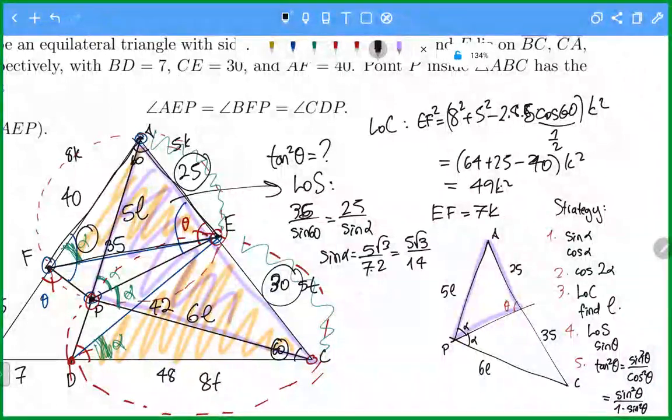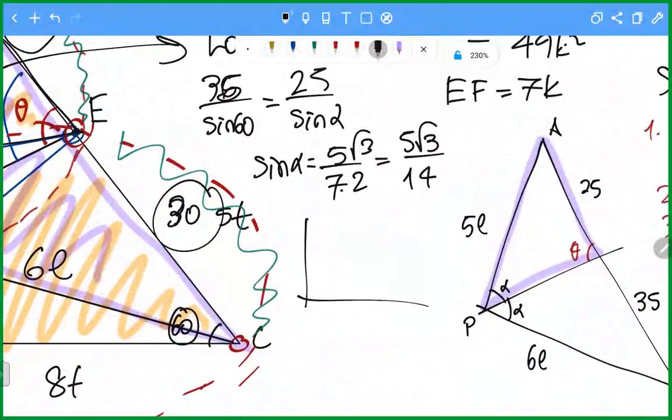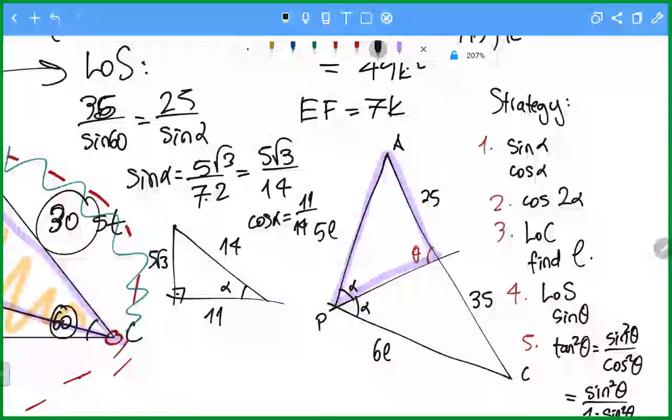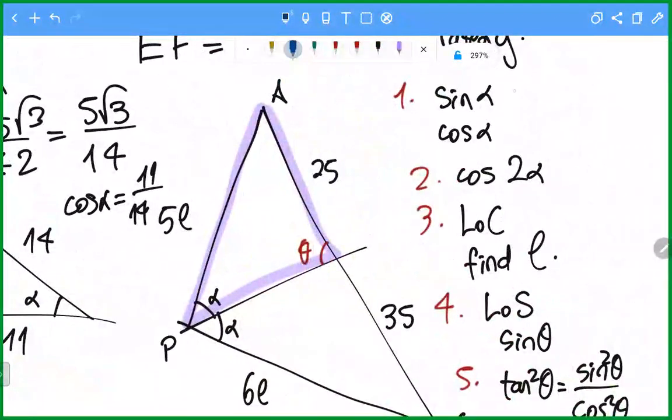And then when we draw the triangle for sine alpha, we can easily calculate the cosine alpha. So this alpha, this is 5 root 3, and this is 14. And from the Pythagorean theorem, we can immediately get that this is 11. So cosine alpha is then 11 over 14. Okay, so let's write them down. Sine alpha here is 5 root 3 over 14, and cosine alpha is 11 over 14.